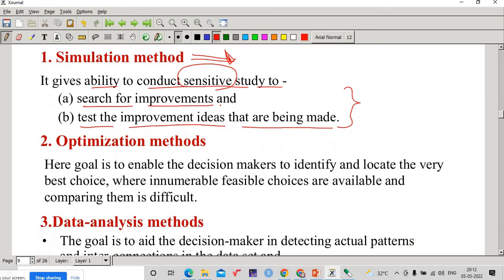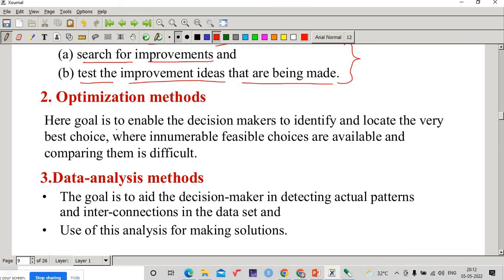Optimization method. Here our goal is to enable the decision makers to identify and locate the very best choice where innumerable feasible choices are available. Comparing them is difficult.